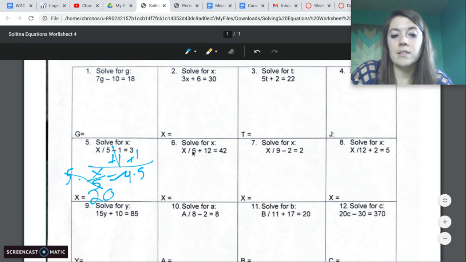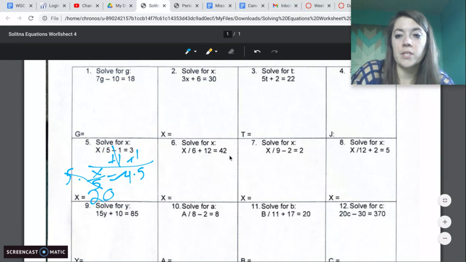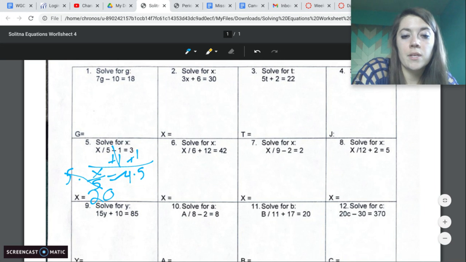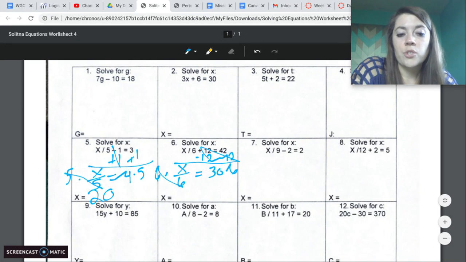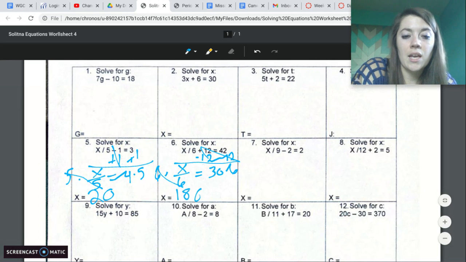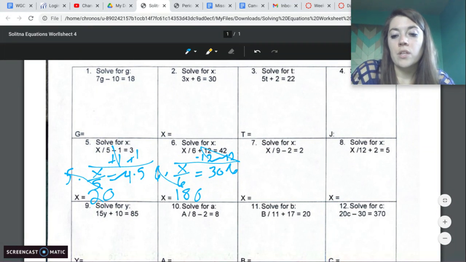Here, let's do another one of those. So on 6, x divided by 6 plus 12 equals 42. First thing we do, opposite operation to move the 12. So we subtract 12. Those cancel. We have x over 6, x divided by 6, equals 42 minus 12 is 30. We multiply both sides by 6 because the opposite of division is multiplication. That cancels there, so we're left with x equals 30 times 6 is 180. Okay, so that's what you're doing here.